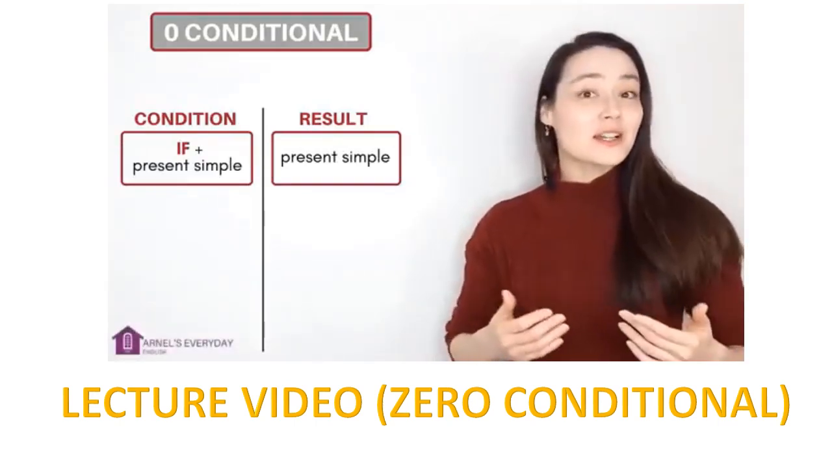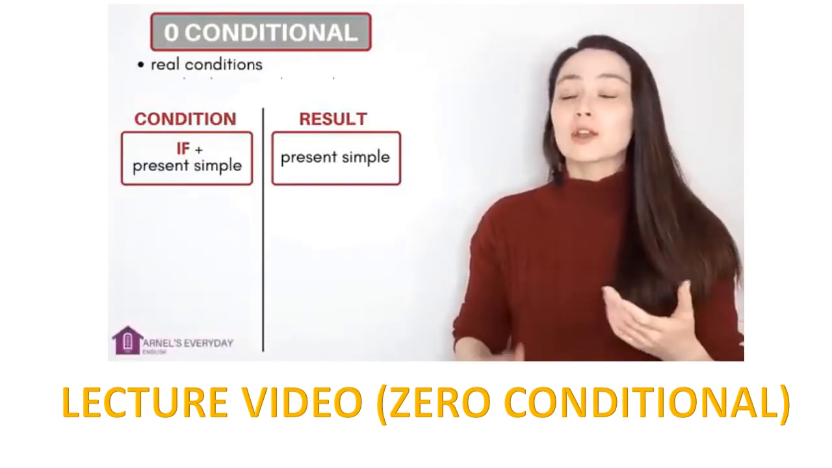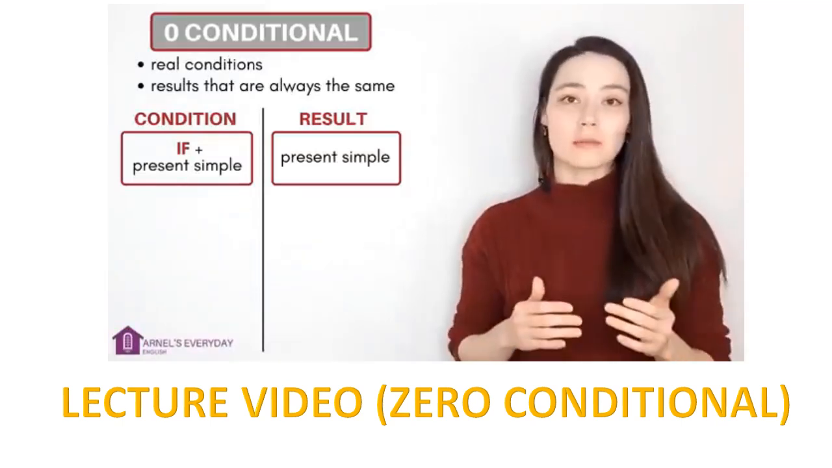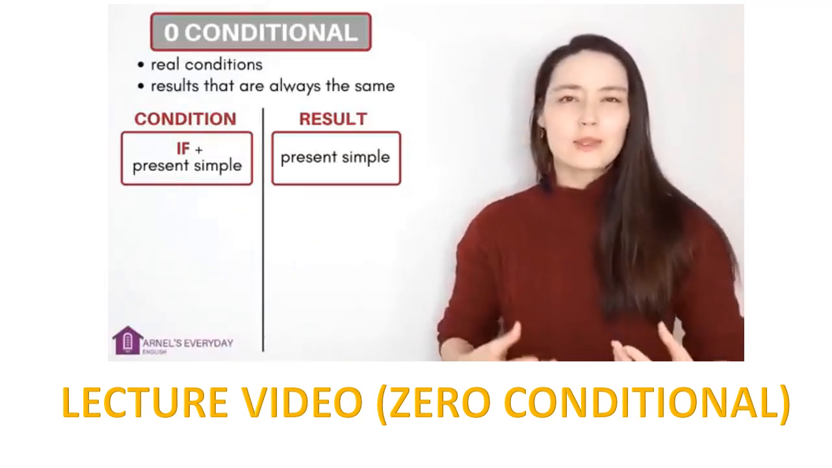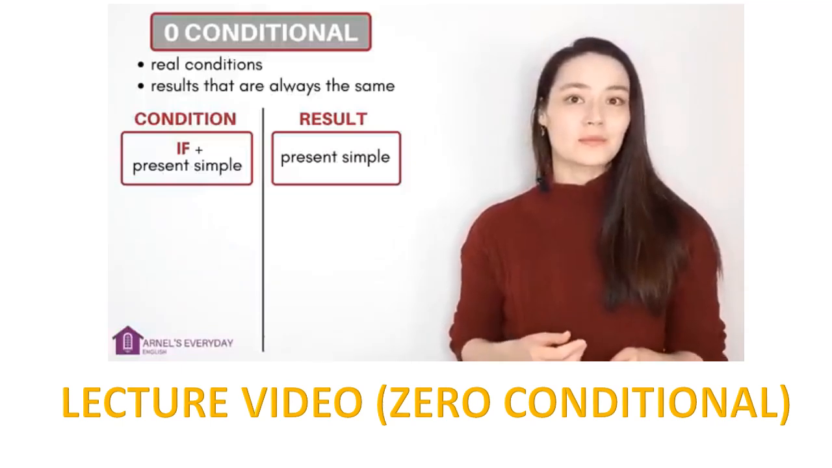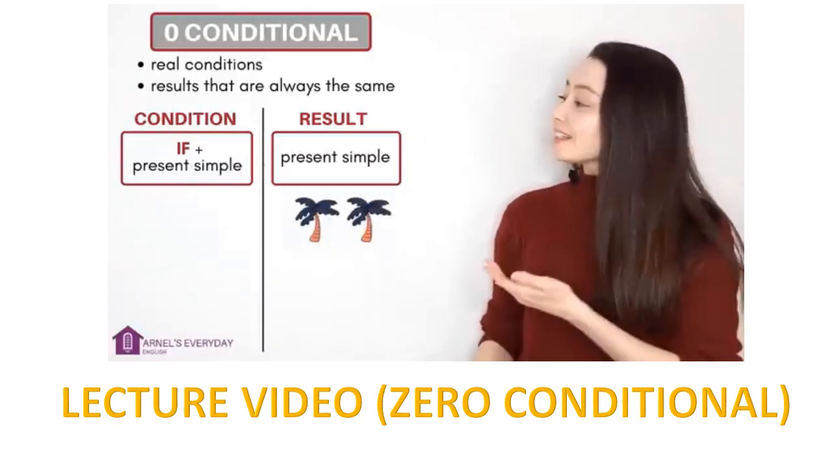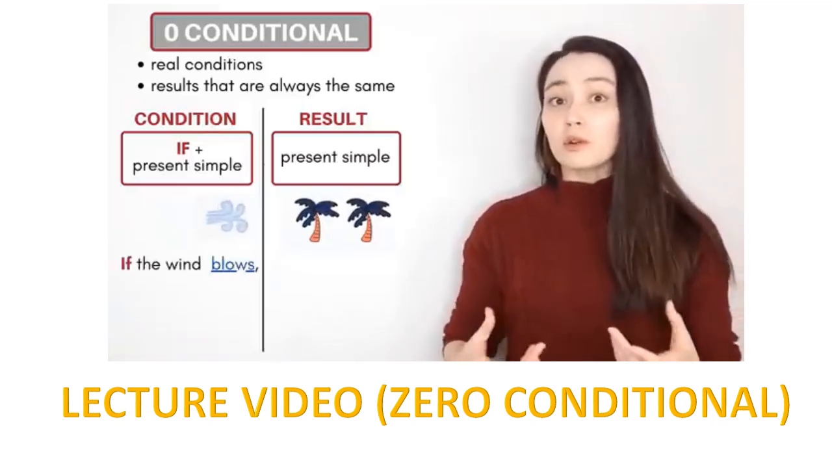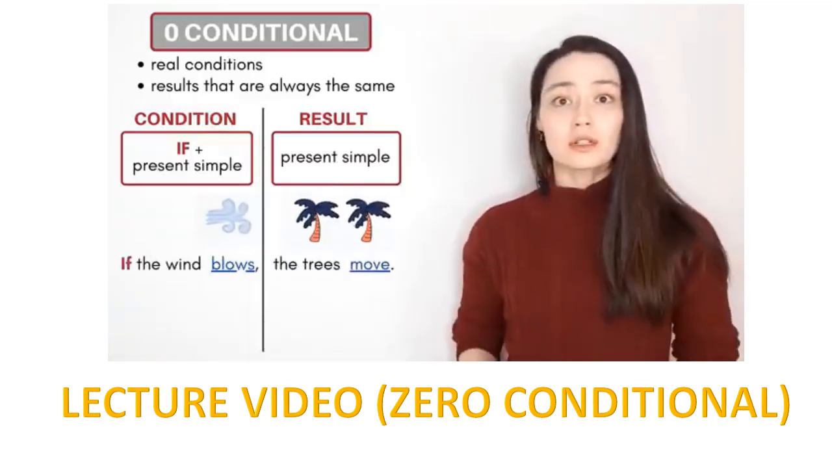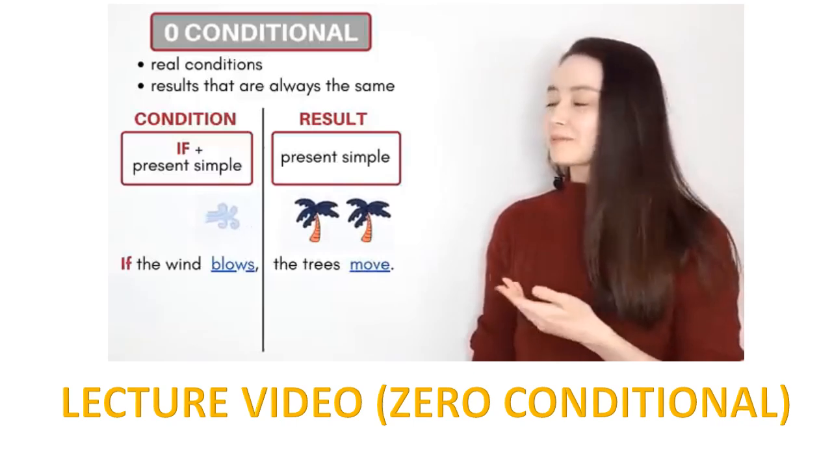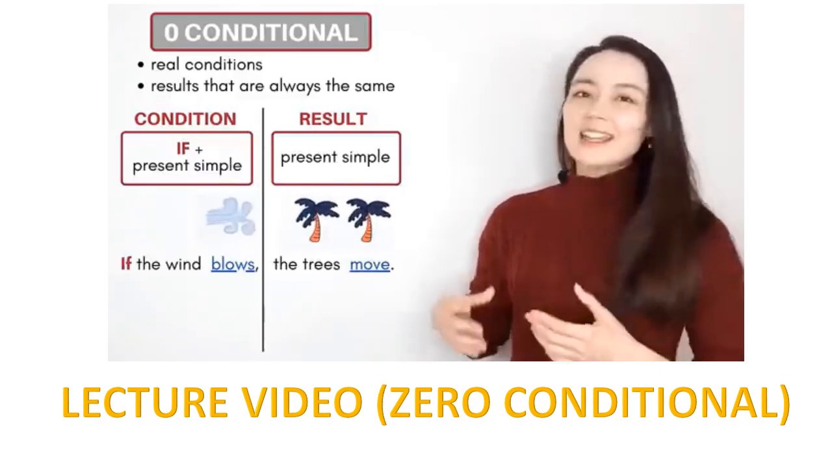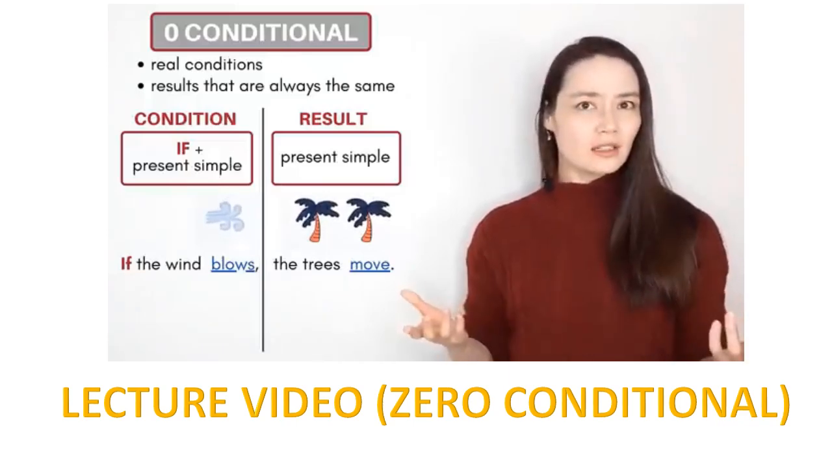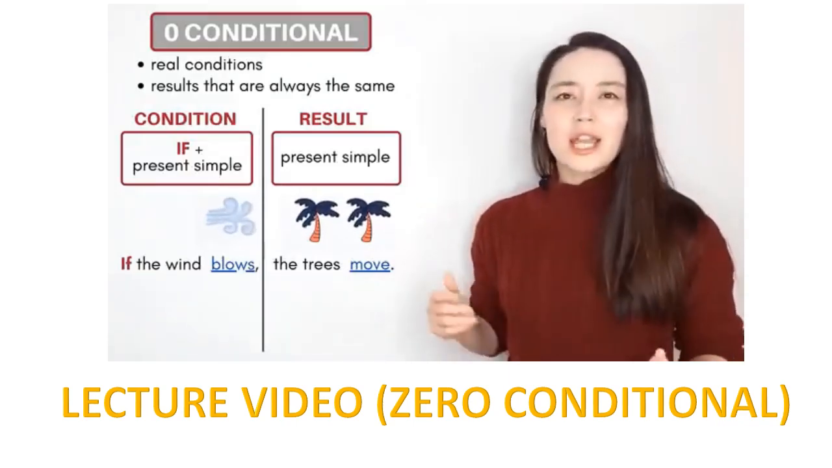We use the 0 conditional to express real conditions and results that are always the same. Same in the past, same in the present, same in the future. For example, here I have 2 trees. If the wind blows, the trees move. If plus present simple, present simple. This is real because wind always moves trees, right? This will never change.